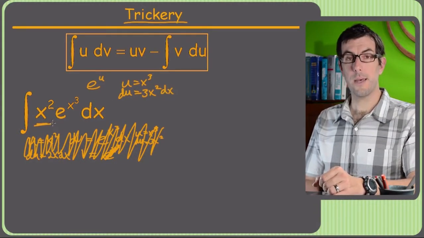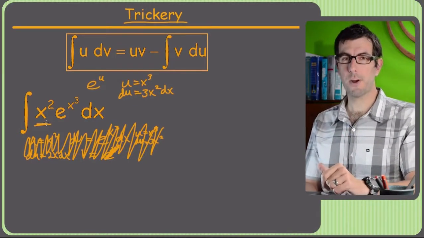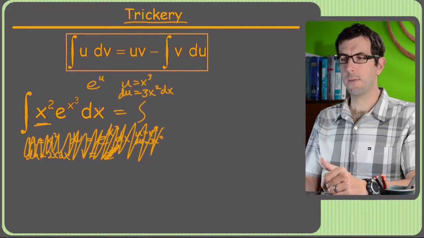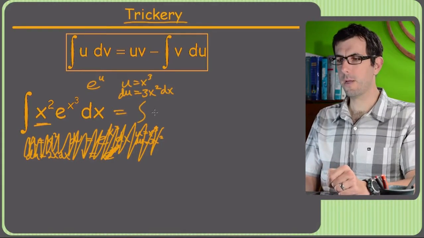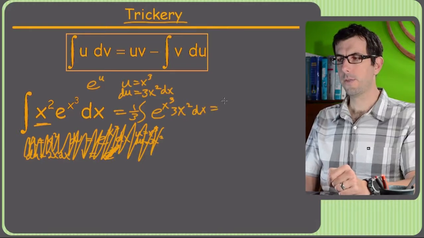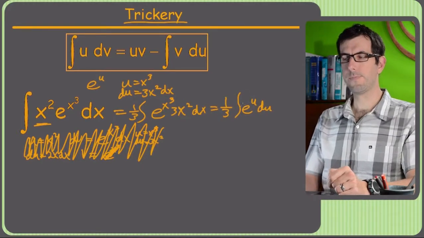That x squared that made it look like it was an integration by parts problem is actually just part of my du. So if I just rewrite this thing, put that x squared off to the right where it belongs, it's really an e to the x cubed times x squared dx. And I've almost got perfect du matchup. I just need a 3 right here, which means I need a 1/3 out front. So it just becomes 1/3 integral of e to the u du.